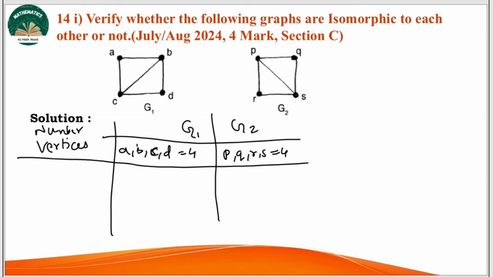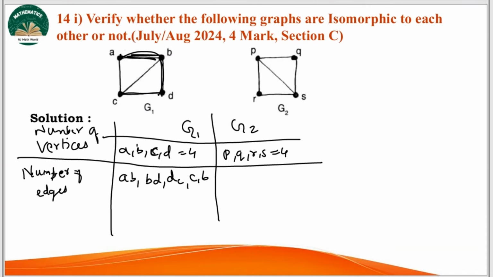Then the second one is the number of edges. In G1 we have A to B, then B to D, D to C, then C to B, and then A to C. How many do we have? 5.